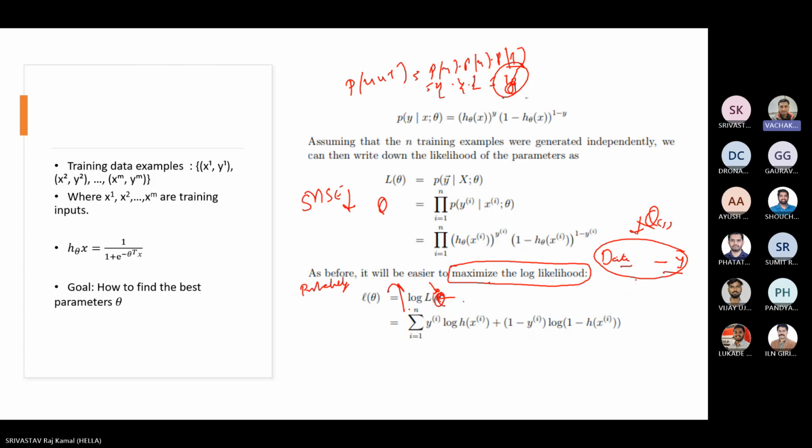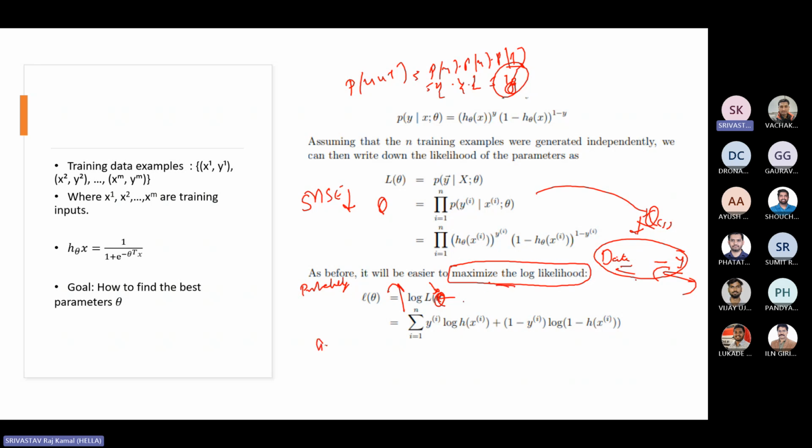Basically we are increasing the probability of our result. Yeah, you are increasing the probability of this combination of this data and y. And when you do that, you will eventually end up with the best thetas. But this is maximizing the log likelihood.